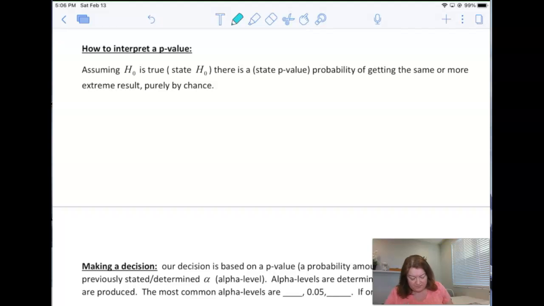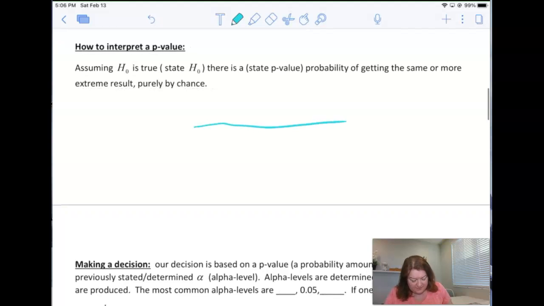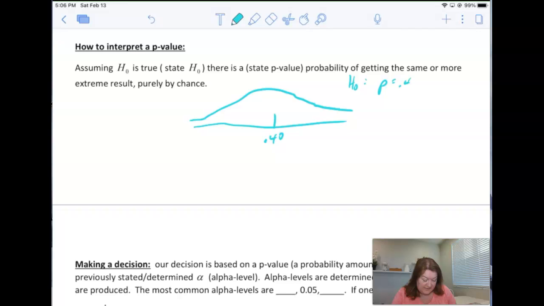So let's do the probability one. Let's say that we had a null hypothesis at 0.40. And again, it's the same thing as confidence intervals. We're going to hope that we can say that the distribution is approximately normal. We're still going to check those conditions about randomness, the 10% rule, and the normal or large counts rules. So let's say the null hypothesis is that the true proportion really is 40%, and the alternative is that it's not.